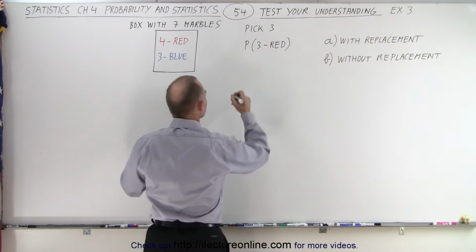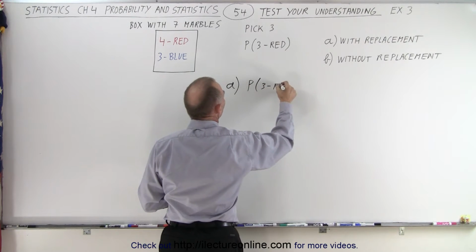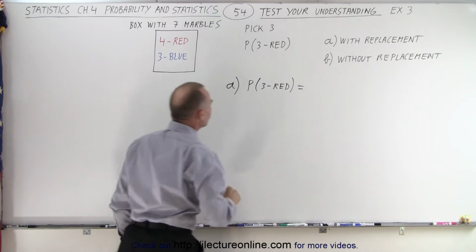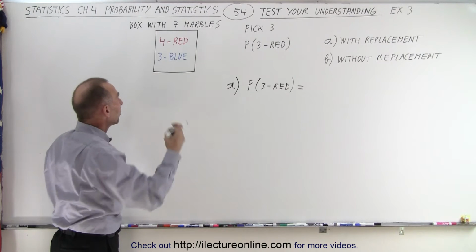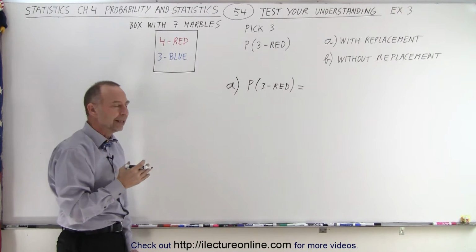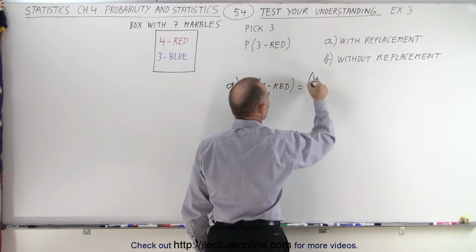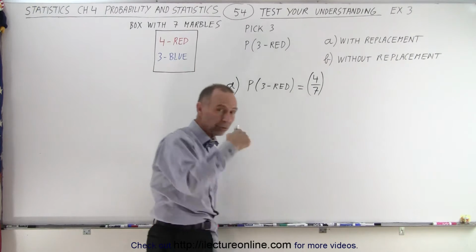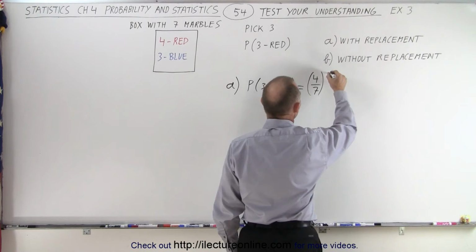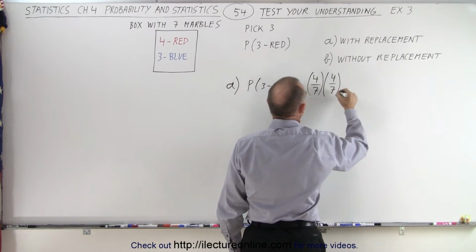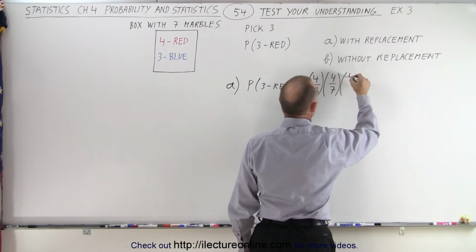So for part A, the probability that we have 3 red will be equal to, when we pull the first marble, we take 1 marble out of 7, but 4 of them are red, 3 of them are blue. That means we have a 4 out of 7 chance that the marble we picked is indeed a red marble. But then we put the red marble back, so we pull the second marble. We get the same probability for the second marble, which is 4 out of 7. And then we pull out the third marble, and again, same thing, it's going to be 4 out of 7.